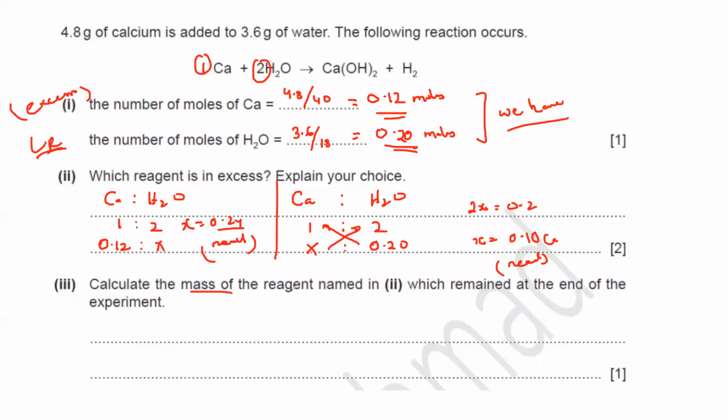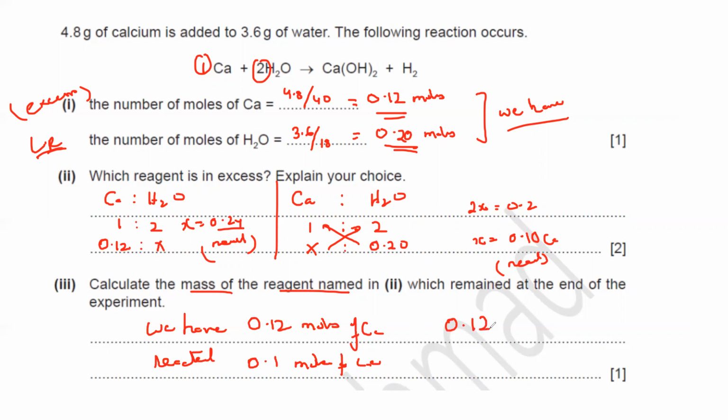Calculate the mass of the reagent which we named in part 2, which remains at the end of this experiment. So look, we have 0.12 moles of calcium in the beginning. And how many of them are needed or reacted? Out of 0.12, only 0.1 moles of calcium reacted. So how many moles will be left unreacted? How will we find how many moles are left unreacted? This is 0.12, what we have in total, minus how many are reacted, 0.1.